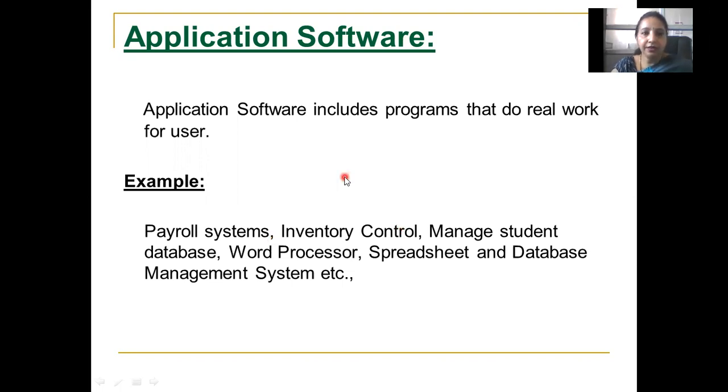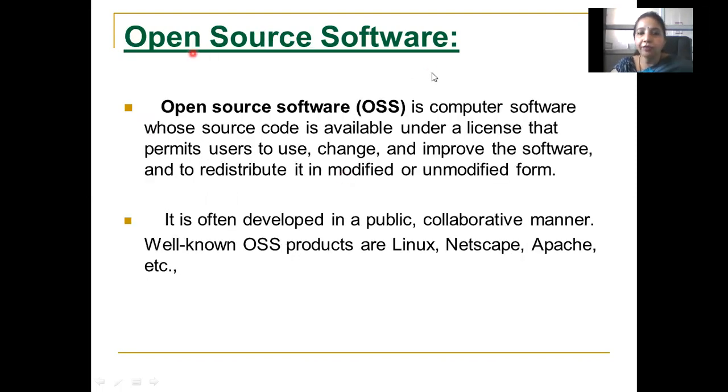Okay, then if we talk about open source software, what is it? It is computer software whose source code is available under a license that permits users to use it, to change it, to improve it. That means if our college wants to go with the app, we have to purchase that particular app, right? So we have to register ourselves, and if we want to change or improve that software, we can't simply modify it.